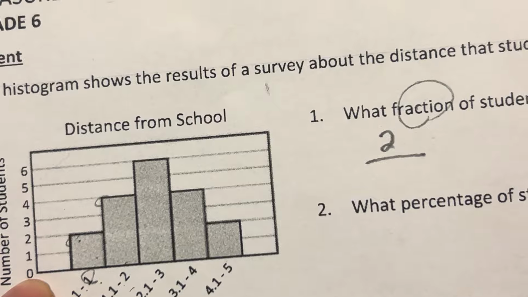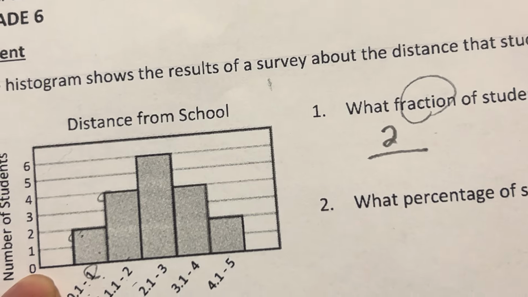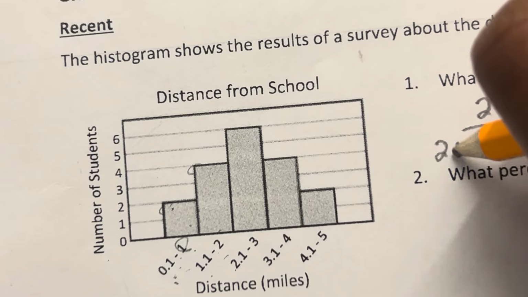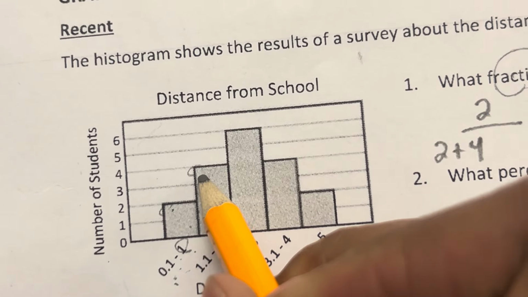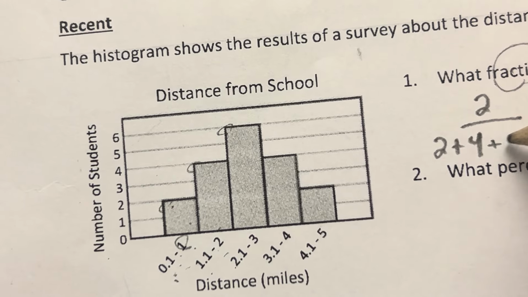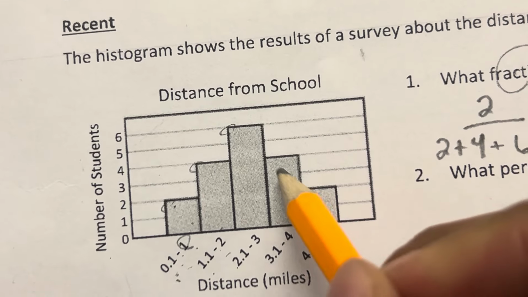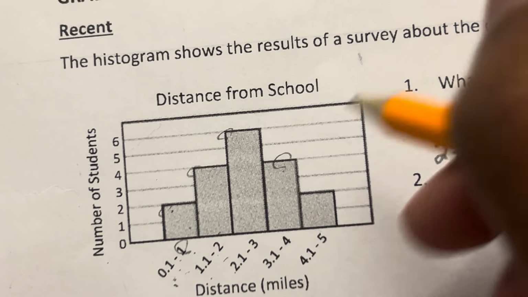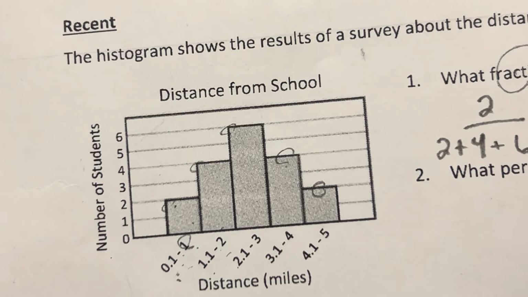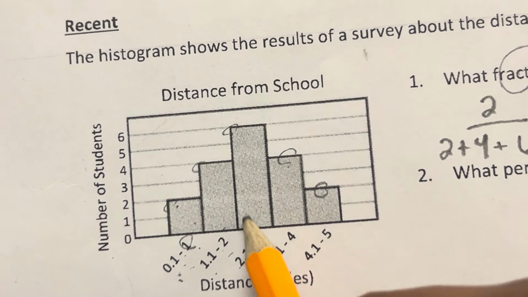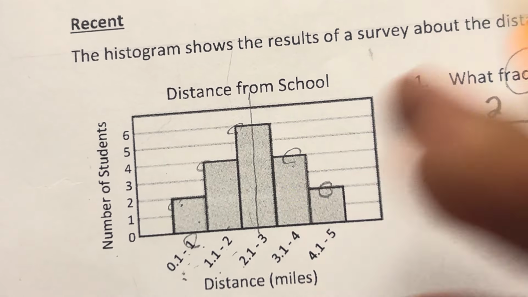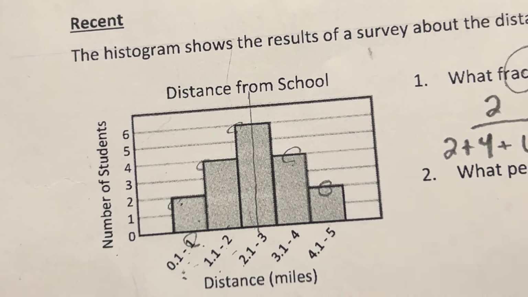So we see 2, 4. So I see 2 plus 4. Let's do this down here. It'll be a little more streamlined, I guess. 2 plus 4 plus 6 plus 4 plus 2. And guys, just notice that this is a symmetrical graph. It looks the same on either side of your midpoint.